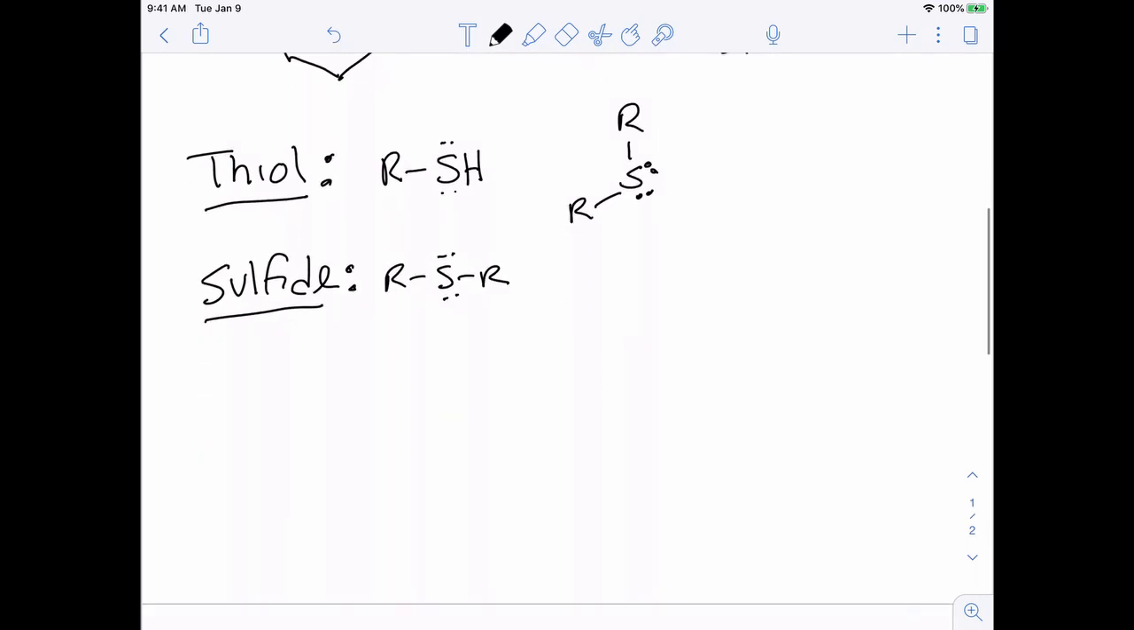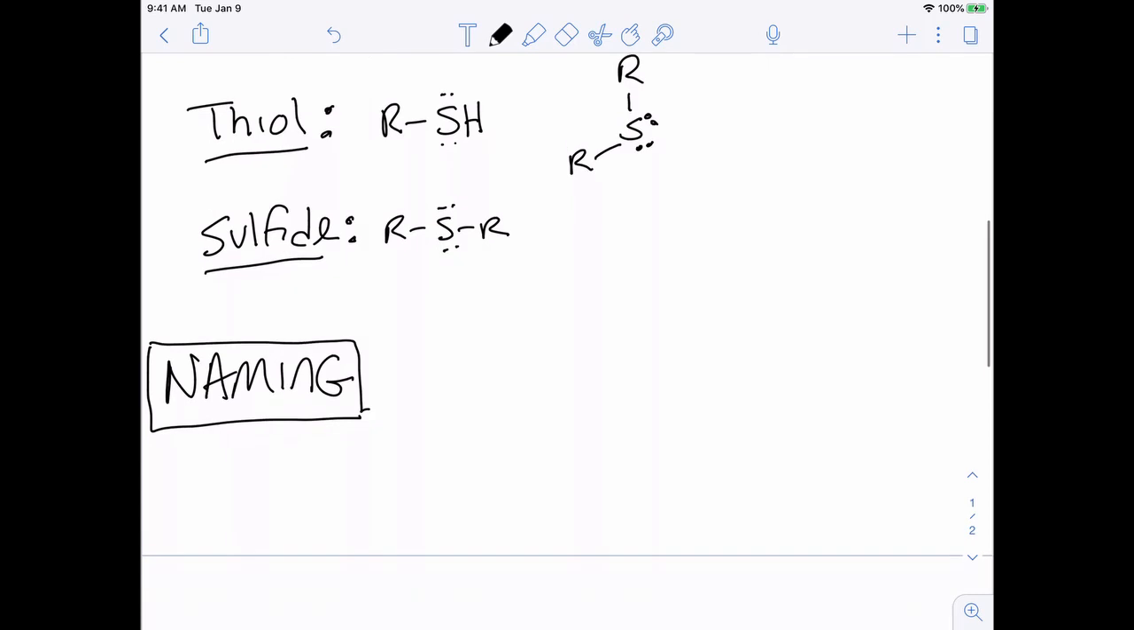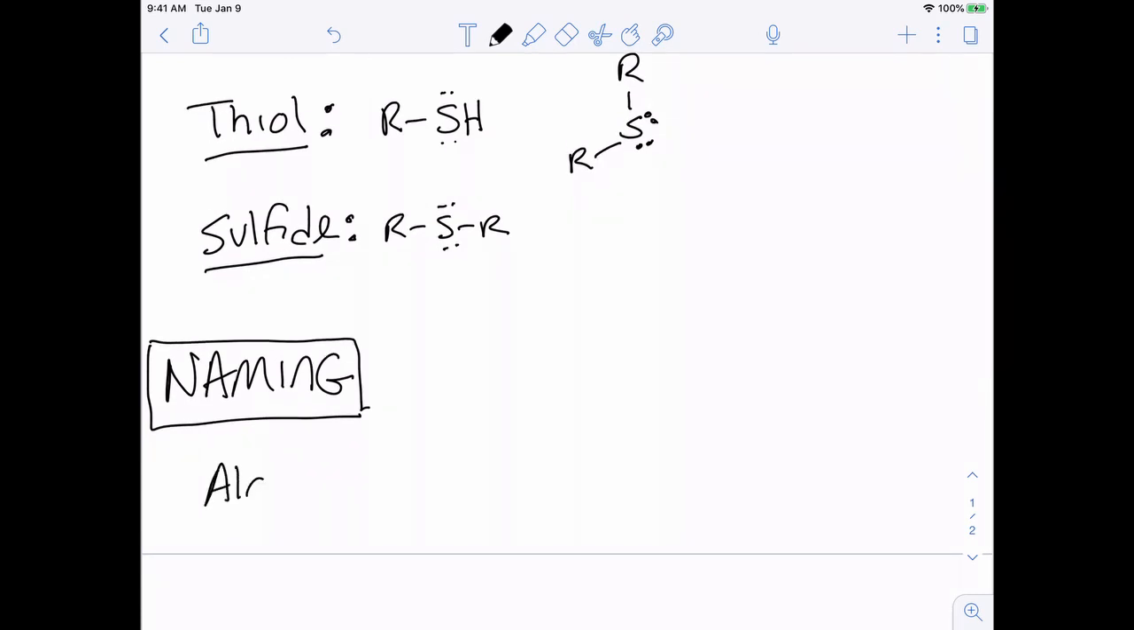So we are going to go through naming. So using our IUPAC rules, for the most part, actually when we get to ethers, we're going to use an IUPAC and a non-IUPAC version, a common way. The common way is actually okay. IUPAC says we can use it still. So alcohols first.